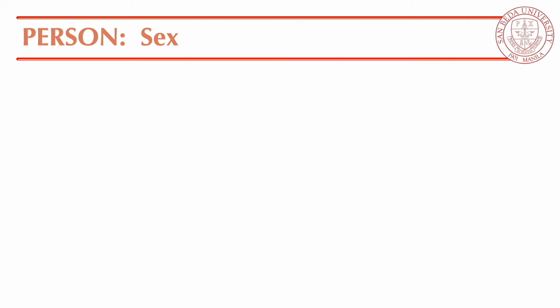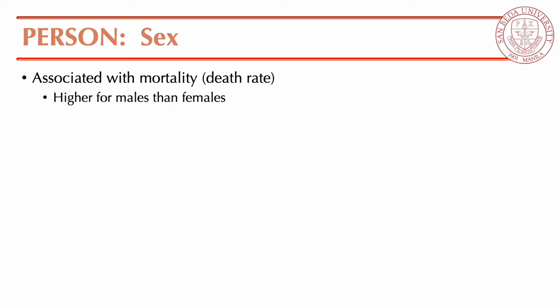Now, the next personal characteristic to discuss is sex. Sex can be associated with mortality because there are certain conditions that can put one sex at a higher risk for death compared to the other. Overall, though, males have generally a higher risk for death than females.